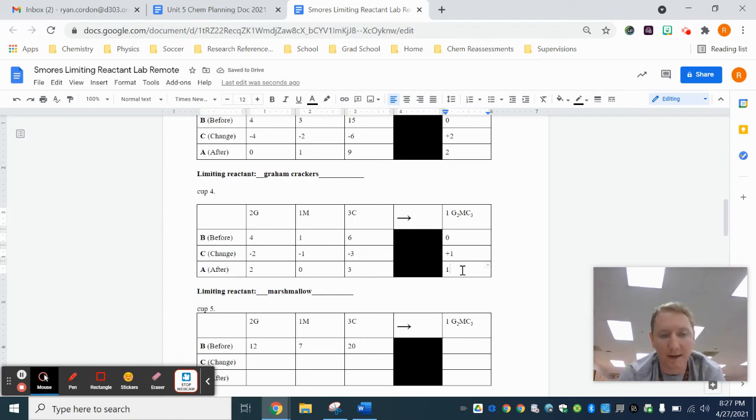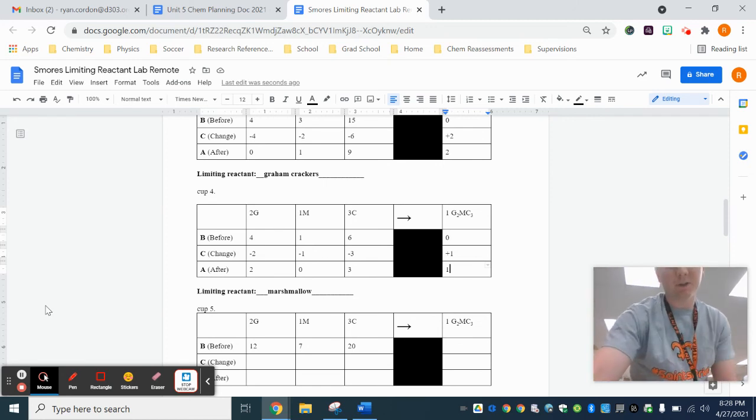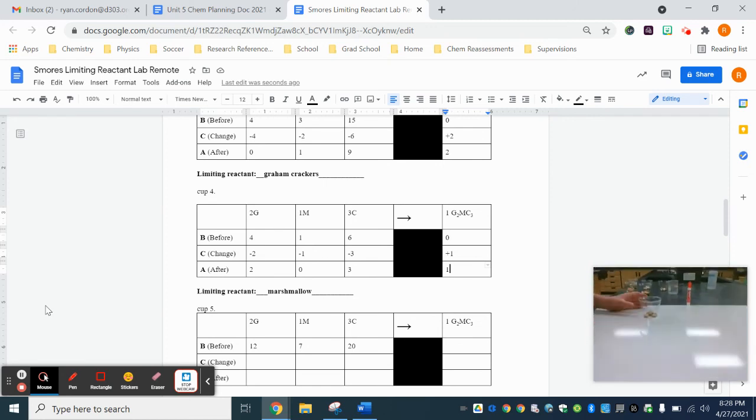So let's go ahead and open up cup four and see if our prediction holds true. Let's see if this is how the reaction actually would work out. All right, I got cup four here. Just like we said, we have the 4 graham crackers, we have the one marshmallow, and we have the 6 chocolate chips like we had discussed for the before. To make a s'more, we take 2 graham crackers, 1 marshmallow, and 3 chocolate chips.